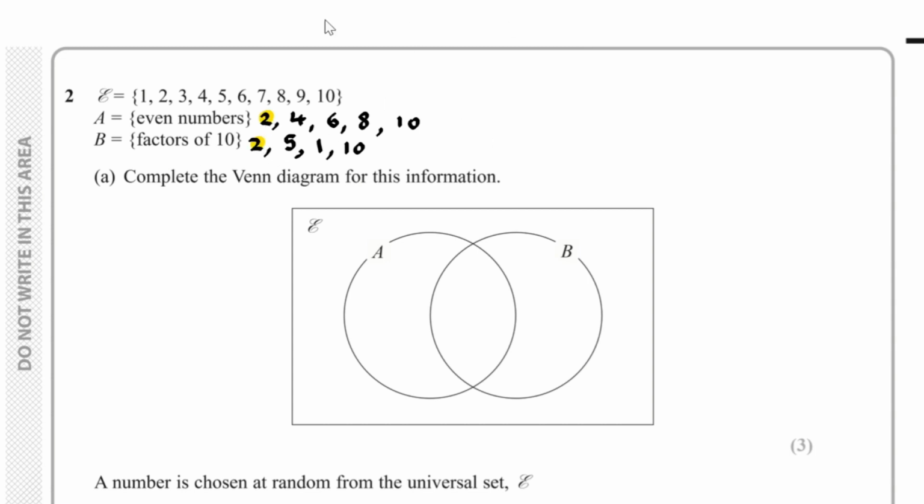So what goes into both? We've got the 2, and we've also got the 10. Now the 2 and the 10 have been used up from our even numbers. What's left over? We've got the 4, 6, and the 8. And then for B, we've got the 5 and the 1. Now what numbers haven't been used? We've got the 3, the 7, and the 9, which have not been used.